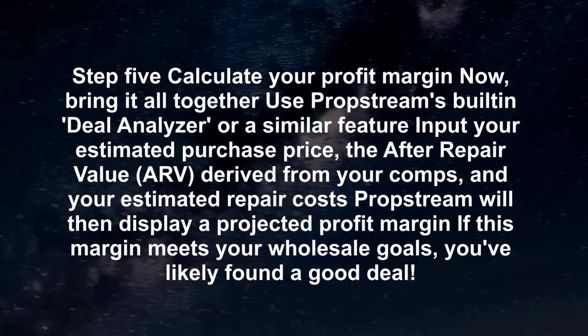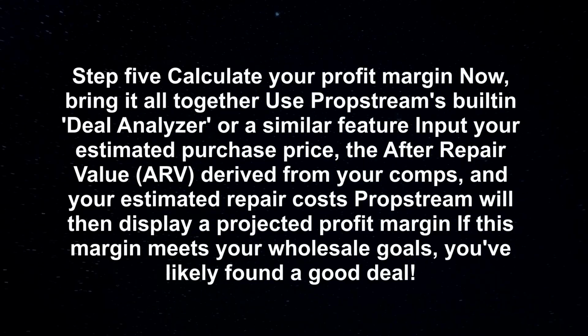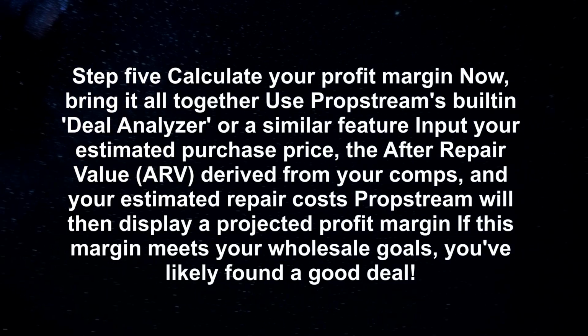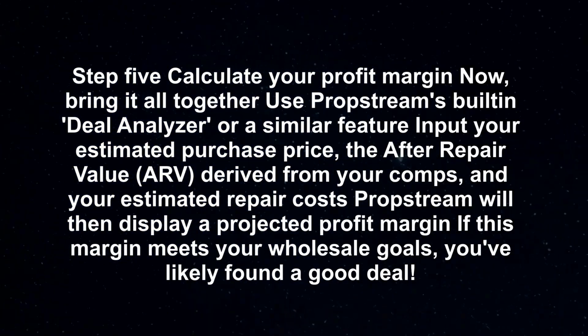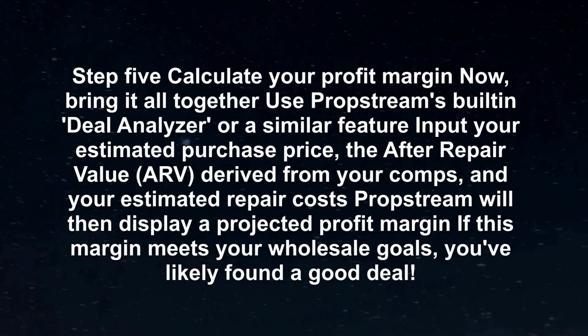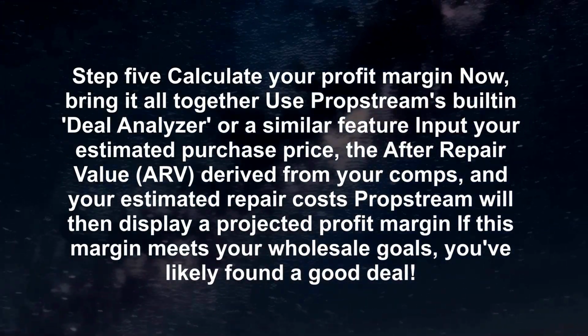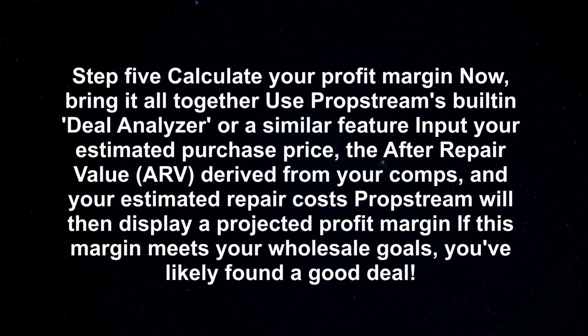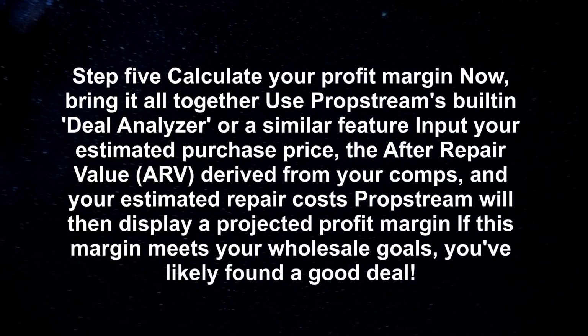Step 5. Calculate your profit margin now. Bring it all together. Use Propstream's built-in deal analyzer or a similar feature. Input your estimated purchase price, the after-repair value, ARV, derived from your comps, and your estimated repair costs. Propstream will then display a projected profit margin. If this margin meets your wholesale goals, you've likely found a good deal.